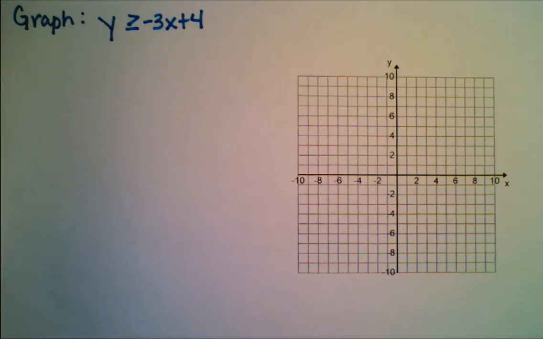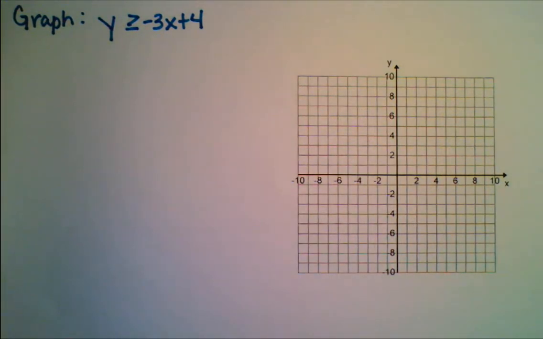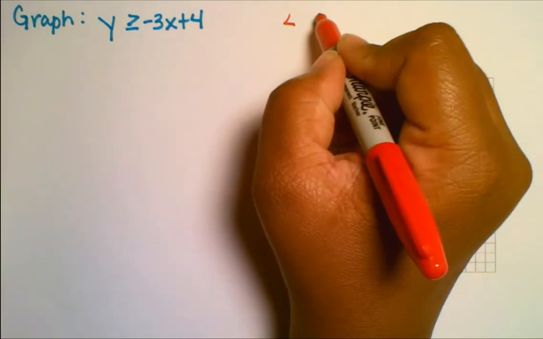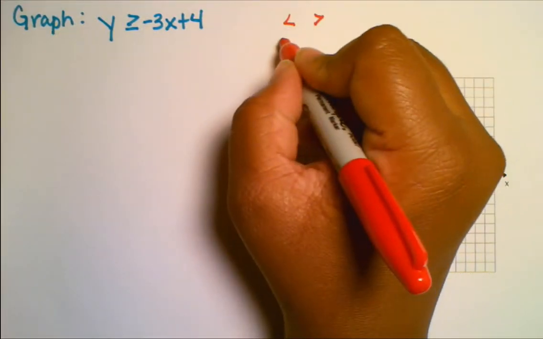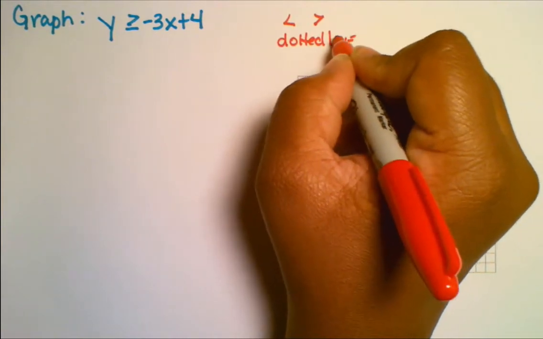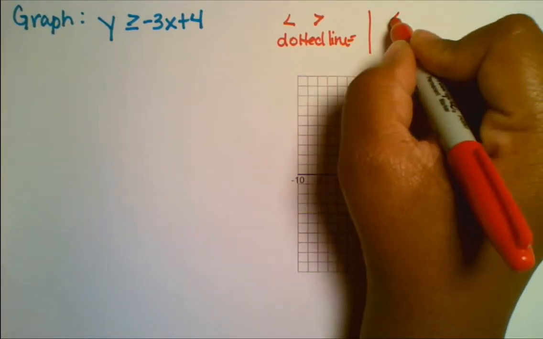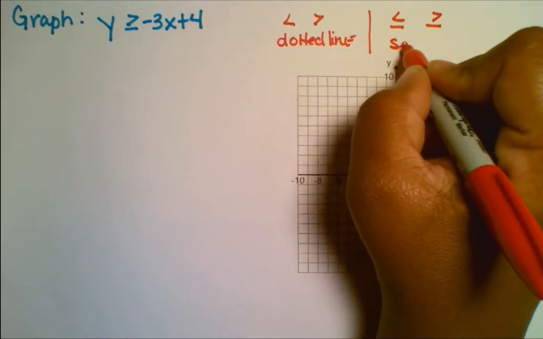we use brackets and we use parentheses, but when it comes to graphing in a Cartesian coordinate system, you will have to use a dotted line or a solid line. So you will have to look at the inequality. When there is a less than symbol or a greater than symbol, you're going to use a dotted line. When there is a less than or equal to symbol or a greater than or equal to symbol, you're going to use a solid line.